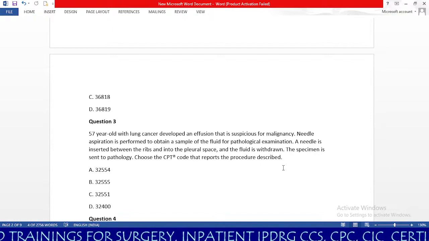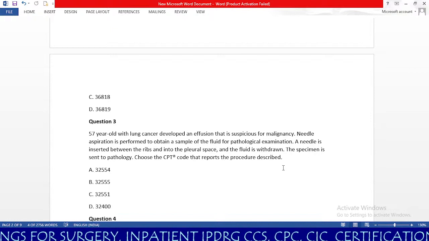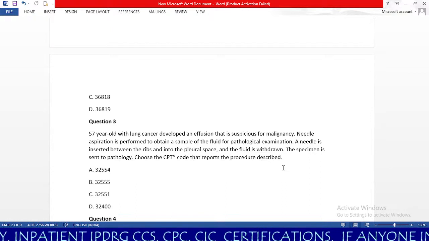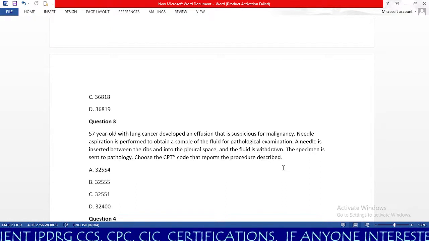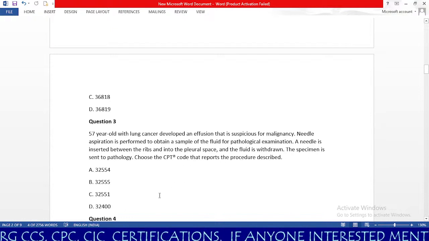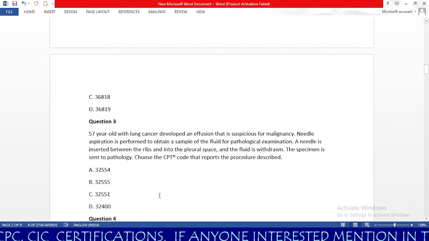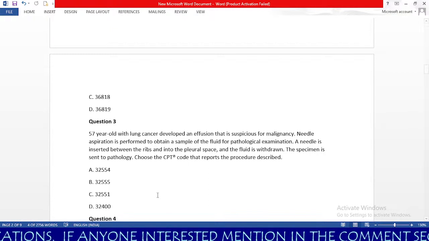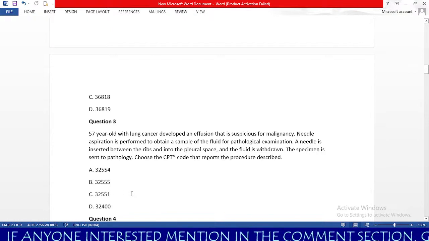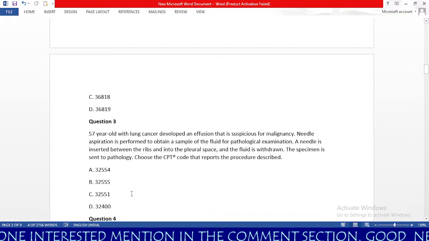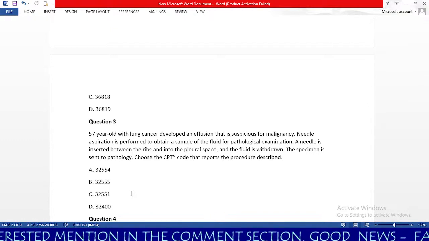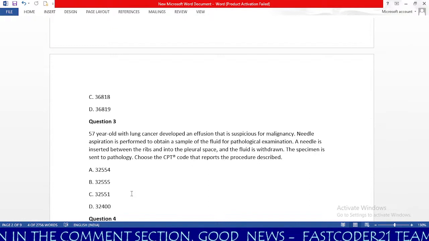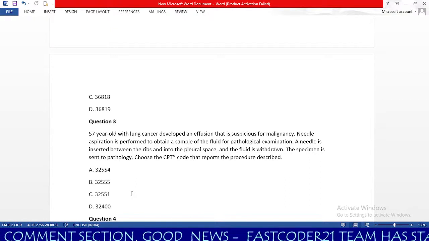A needle is withdrawn between the ribs and into the pleural space, and fluid is withdrawn. So the specimen is sent to pathology. So here there is no documentation of biopsy of the pleura. So we will eliminate 32400. So here there is no tube being connected to water seal for continuous removal of fluid. So we will eliminate 32551. So we are left with 32554 and 32555. So based on our documentation, there is no imaging guidance included. So we will select 32554 as the correct answer, which is A. So here our answer is A is the correct answer.